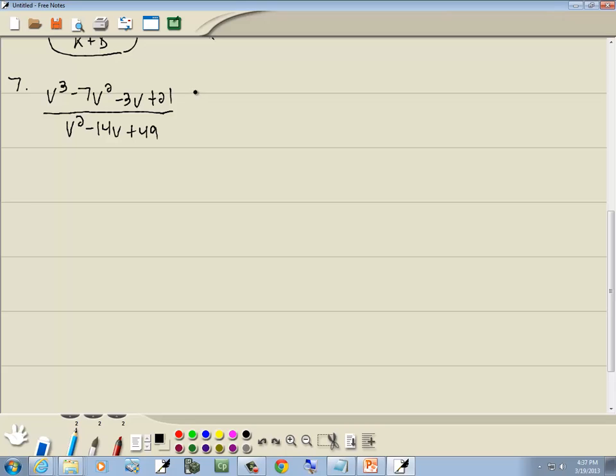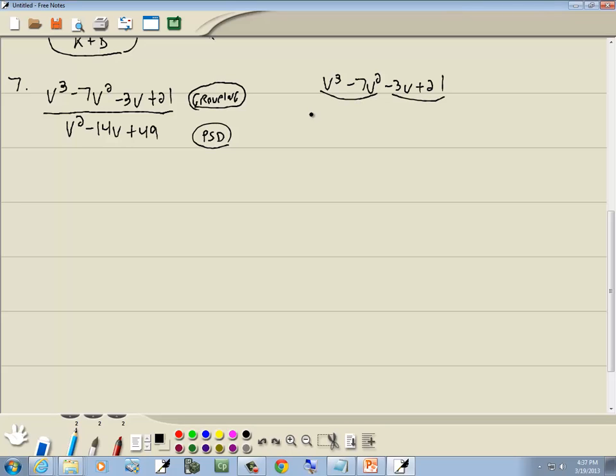Well, the top part is grouping, because I got 4 terms. And the bottom part is the PST method. The reason why is because we have v squared, v, no v, and there's no number in front of your v squared. Let's look at the top part first. v to the third minus 7v squared minus 3v plus 21. 4 terms, you try to factor by grouping. So group the first 2 together, group the last 2 together.